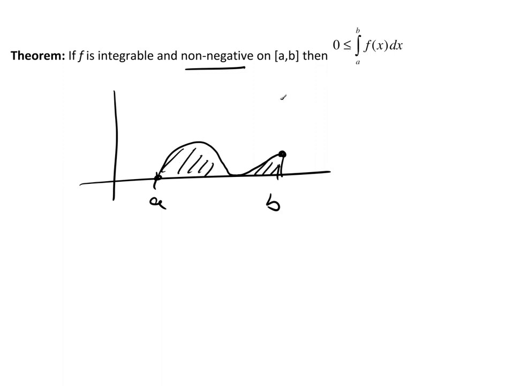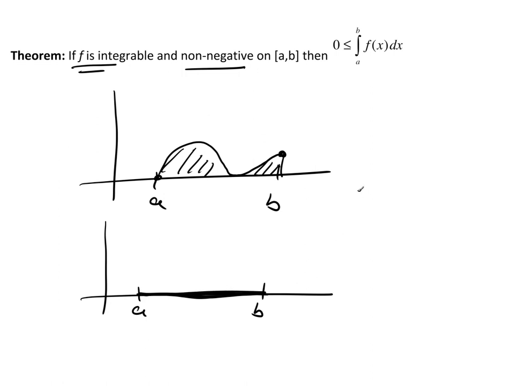The only time it's going to be equal to 0 when f is non-negative is if f of x happens to be equal to 0. That would be flatlined right there between a and b. It is the x-axis between a and b, and there's no area between the x-axis and the x-axis between a and b.